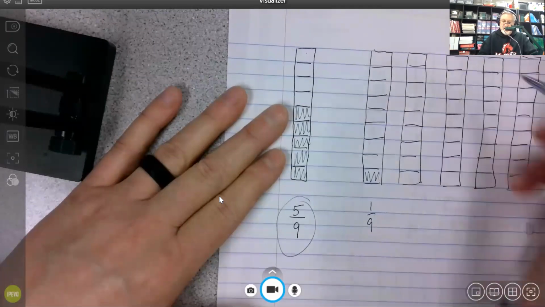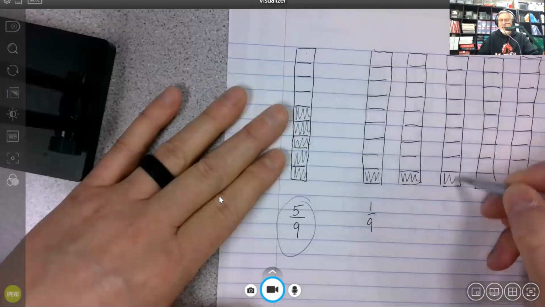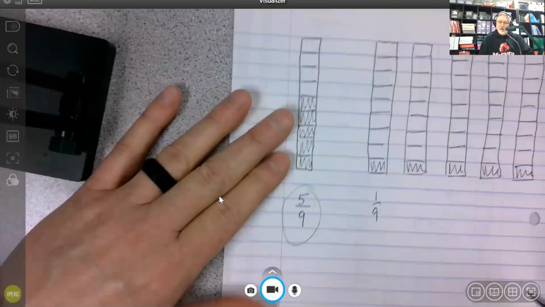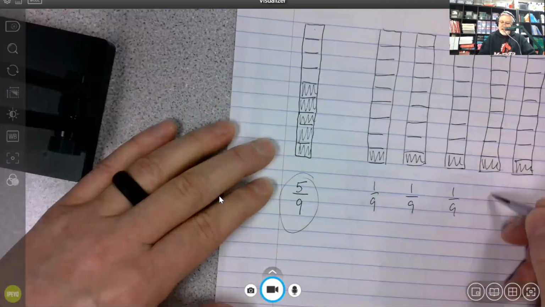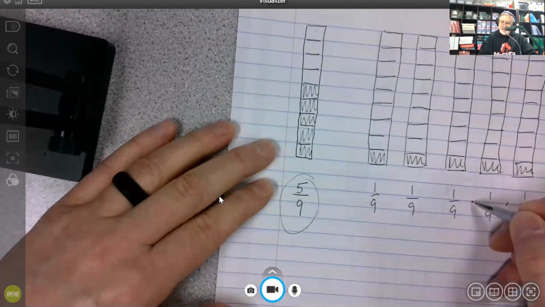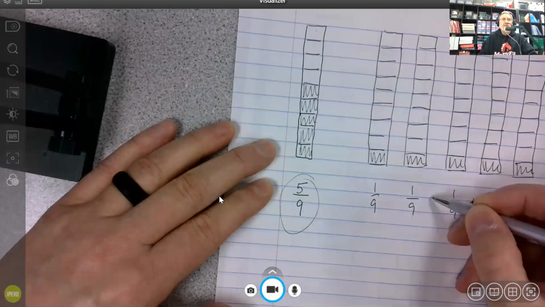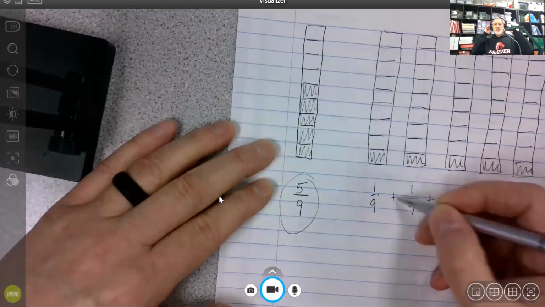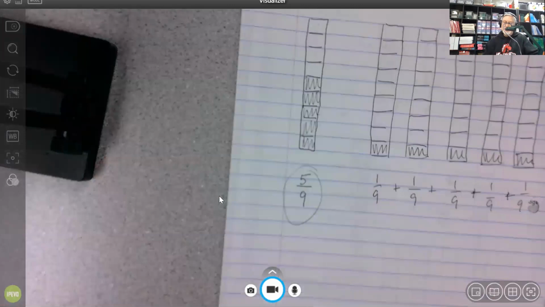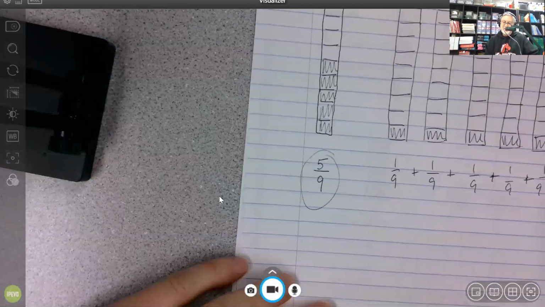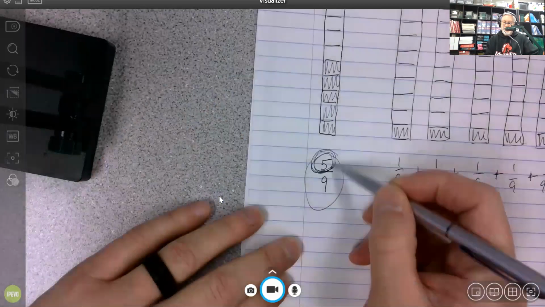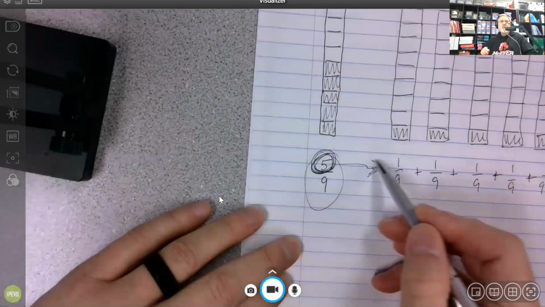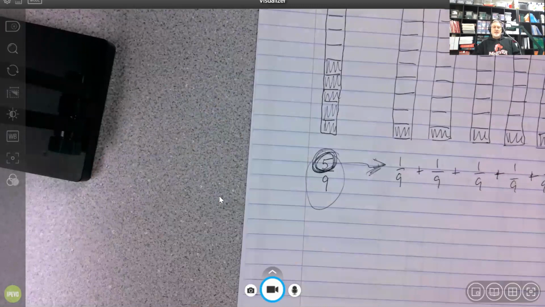All right, so that's 1/9, 1/9, 1/9, and 1/9. So this would be my answer then. And this would be an answer choice, because it would be given in the multiple choice answers. It would be 1, 2, 3, 4, 5. This numerator is going to tell us how many times we are going to add 1/9.